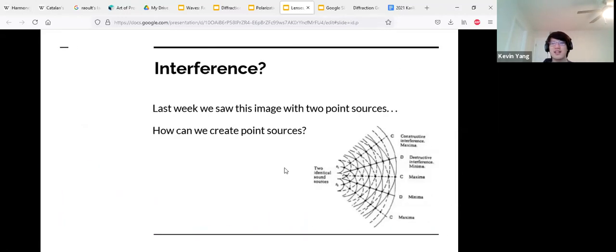Okay, so we can also here see diffraction and interference interacting with each other. Earlier we had this image where we have two point sources. Does anybody have any ideas of how we can create point sources with diffraction?